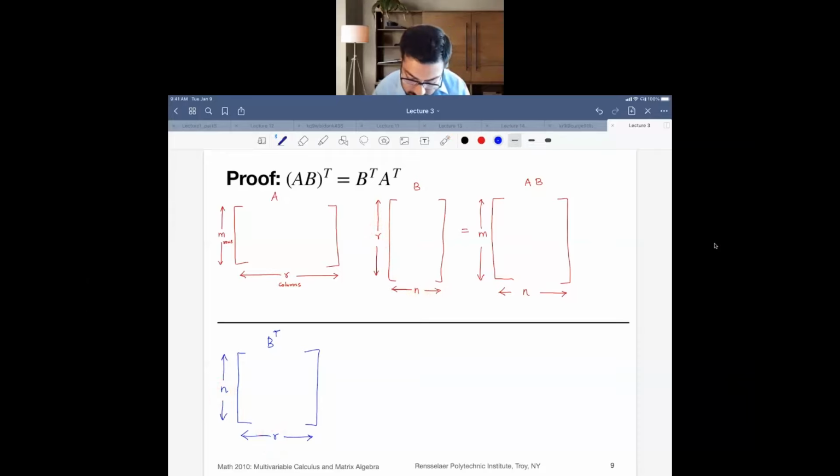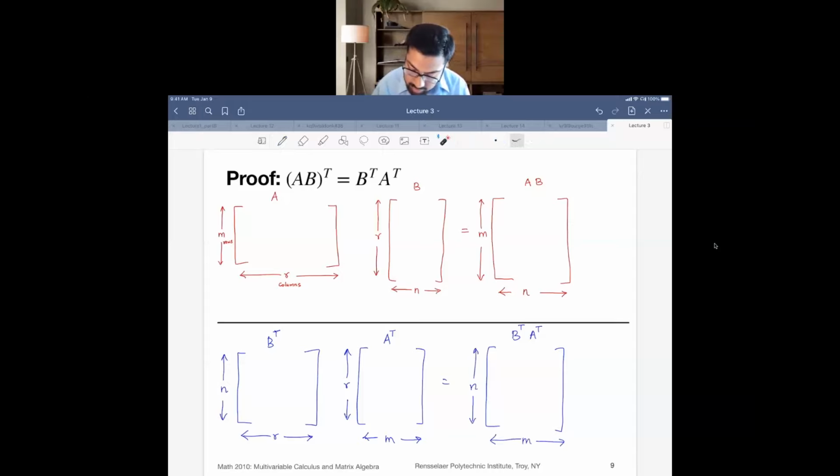Next, A transpose. This was M by R, so this becomes R by M. The product is going to be B transpose, A transpose, and the inner dimensions match, so you're going to get N by M, which is the opposite of M by N because we didn't do the transpose here. We didn't do this operation here.